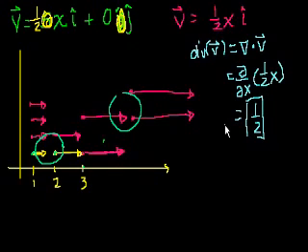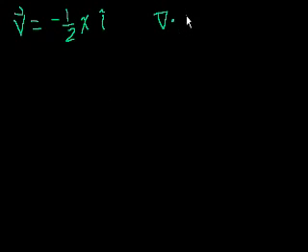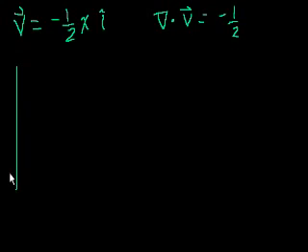Now, with that said, let's take the opposite situation. Let's say that the vector field is equal to minus 1/2 x times i. And so the divergence of our vector field is just the partial derivative of this with respect to x, which is just minus 1/2. If I were to graph it, it's my y-axis, it's my x-axis.